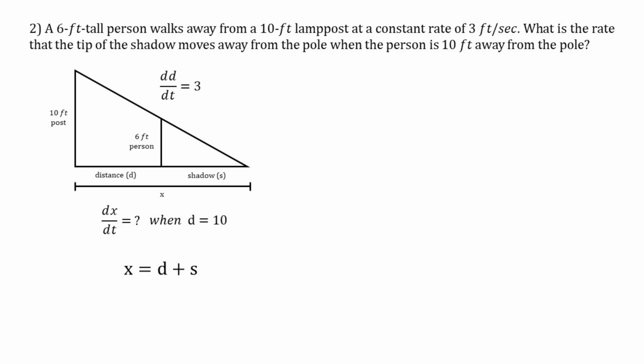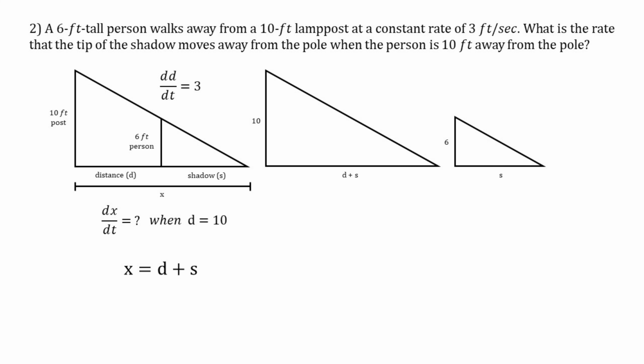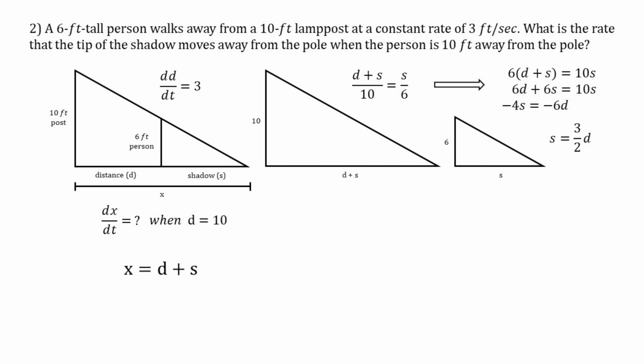Using the illustration, we can extract 2 similar triangles with bases d plus s and s. Then we can form a proportion from the ratios of their base and height. d plus s over 10 is equal to s over 6. Through some algebraic manipulation, we can express s as 3/2 d.